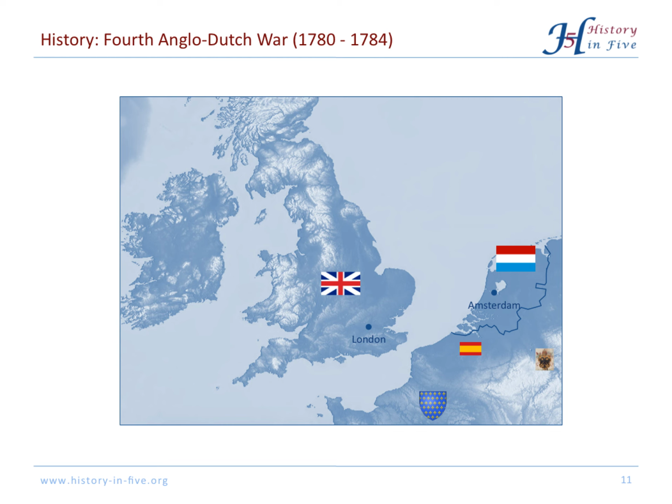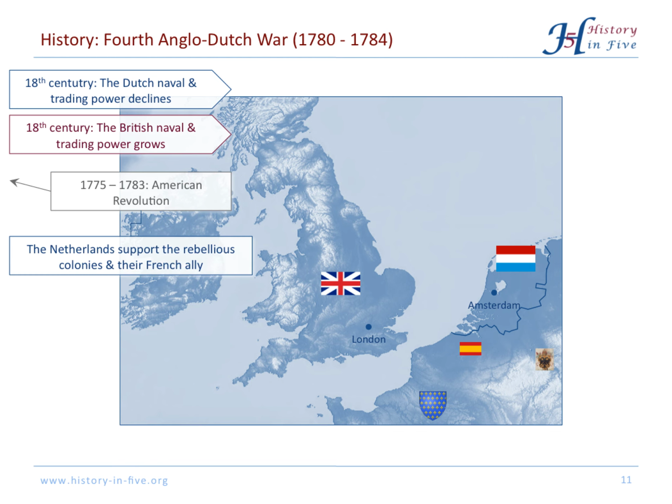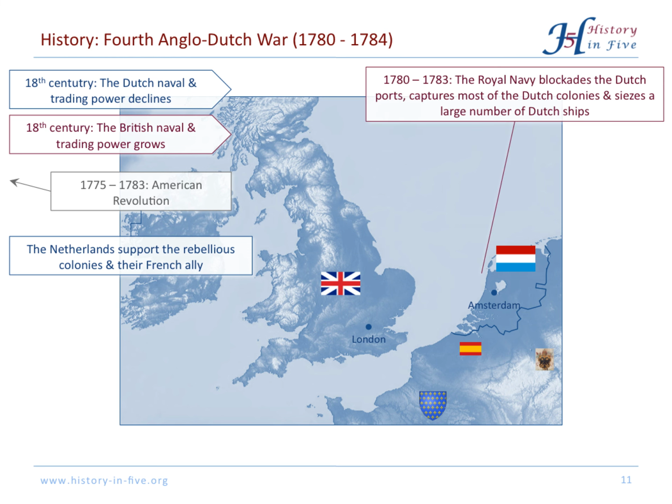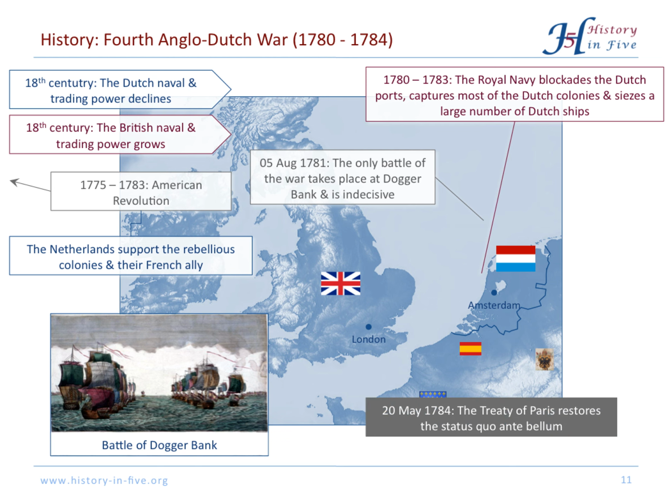The Fourth Anglo-Dutch War. During the 18th century, the Dutch naval and trading power declined whilst the British power rose. It was a time of the American Revolution, and the Netherlands supported the rebellious colonies. The Royal Navy then blockaded the Dutch ports and captured most of the Dutch colonies. There was just one battle in this war. In total, you have to say, the Dutch Navy was no match for the Royal Navy anymore. So with the Treaty of Paris, the status quo ante bellum was restored.